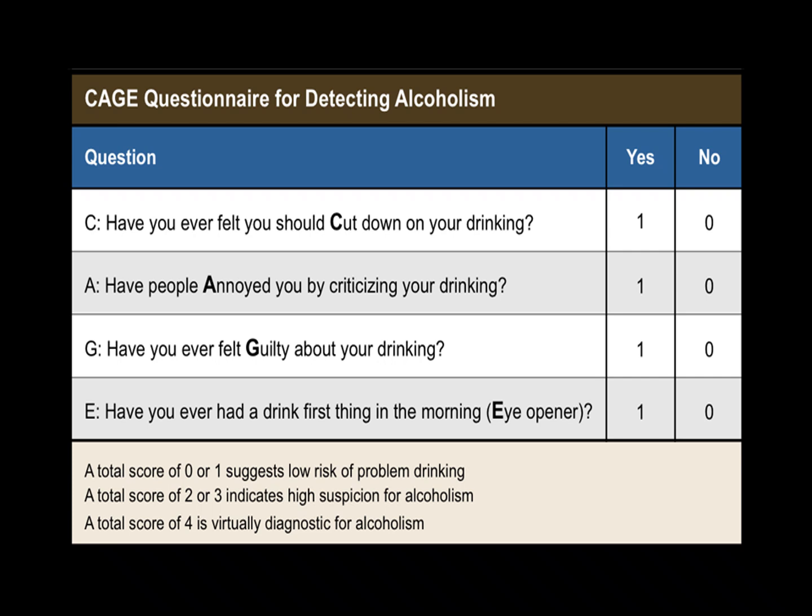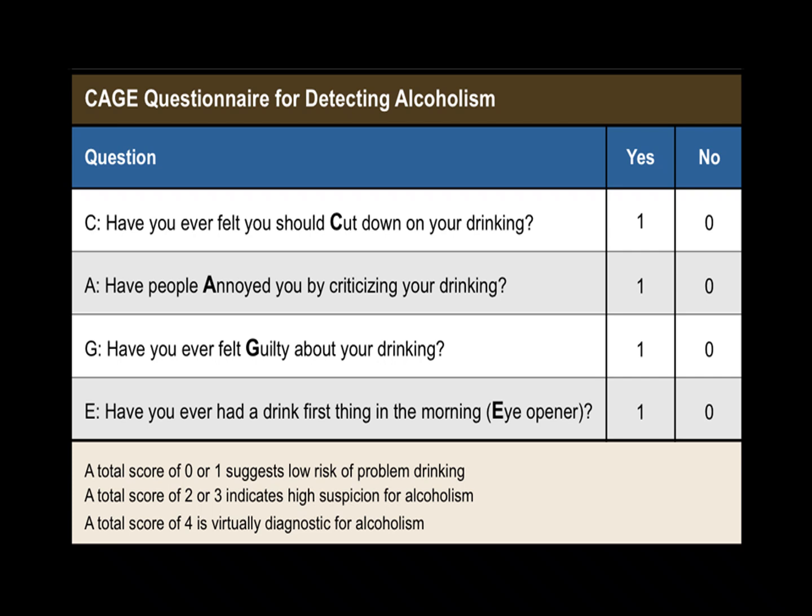Have people around you annoyed you by criticizing your drinking? Papa, don't you think you should stop drinking so much beer? Yes, another one. Do you feel guilty? The G in the CAGE questionnaire is for guilt about your drinking. Nope, I can handle my drinking. It's not affecting anybody else, so that scores a 0.